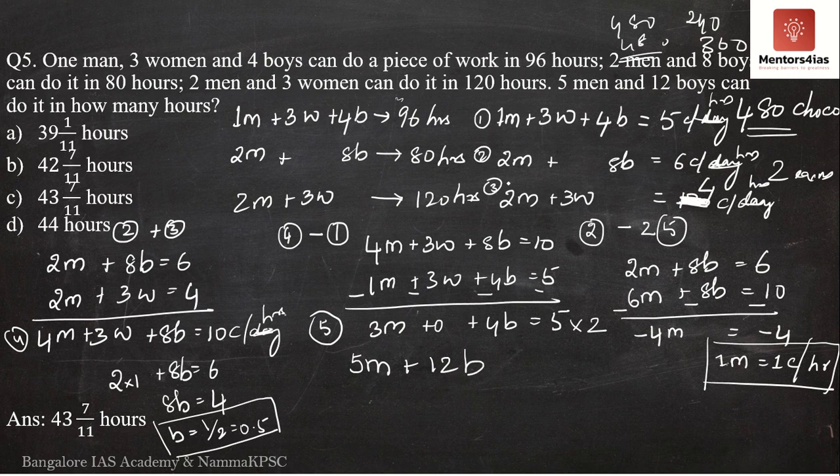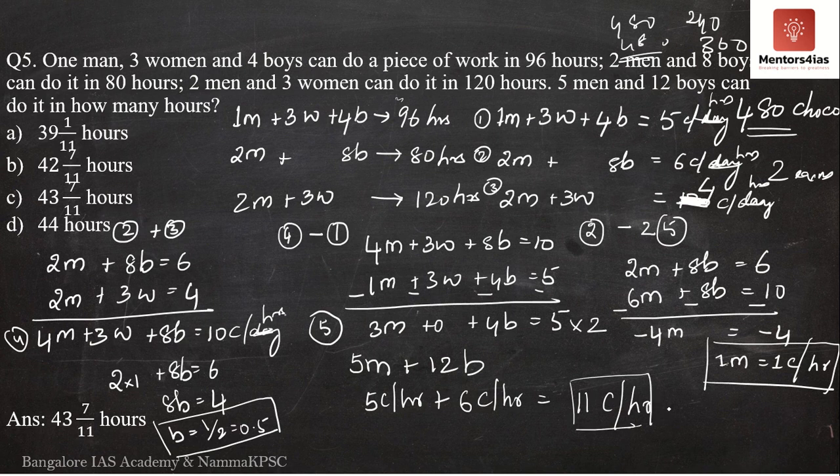In how much time does it require for 5 men and 12 boys to complete the entire work, that is, to eat all 480 chocolates? So if one man can eat 1 chocolate per hour, 5 men can eat 5 chocolates per hour. If one boy can eat half a chocolate per hour, 12 boys can eat 12 into 0.5, nothing but 6 chocolates per hour. Therefore, 5 men and 12 boys can eat 11 chocolates per hour.